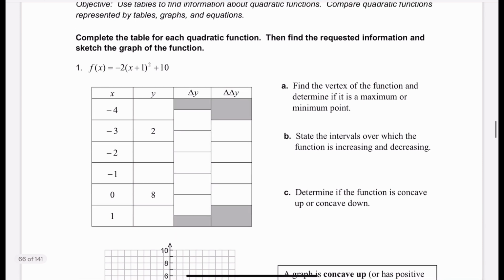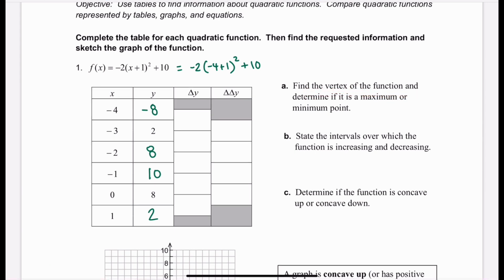So let's start by taking this -4 and plugging it into the equation, okay? So we're going to have a -2 and then a -4 plus 1 squared plus 10. And I want you to just go ahead and fill out that table for each function, for each of these numbers here, okay? So I will do that as well. So just take a minute, you can push pause and figure out what the y values are for each of those.